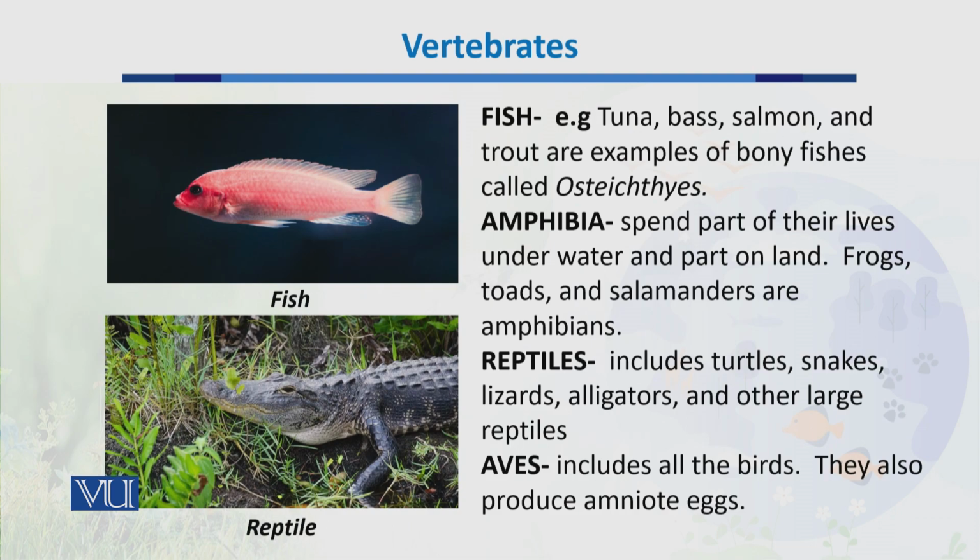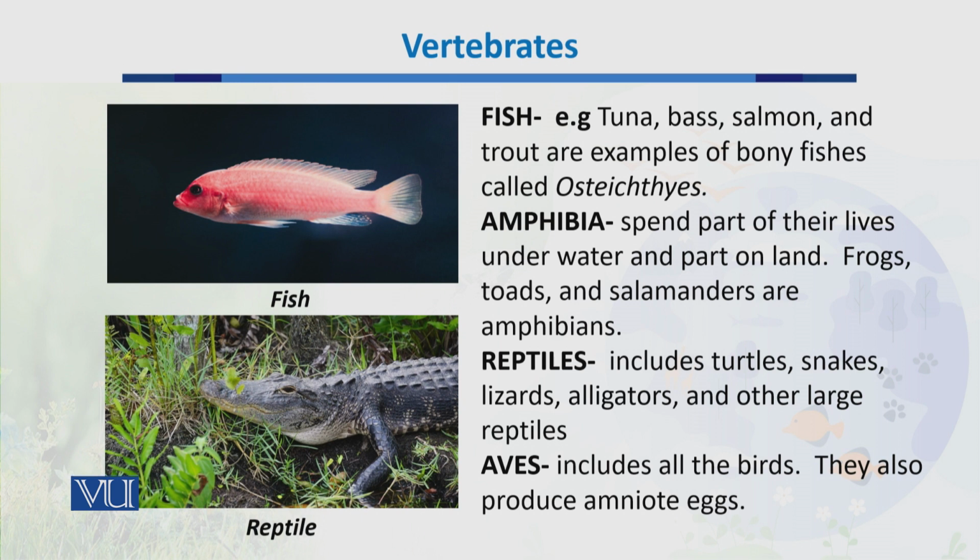When we talk about the different groups, fish include tuna, bass, salmon, and trout. They are examples of bony fishes, and these are called osteichthyes. Then we have amphibia. They are mostly salamanders, toads, and frogs. They spend part of their lives underwater, and some part they spend on land.